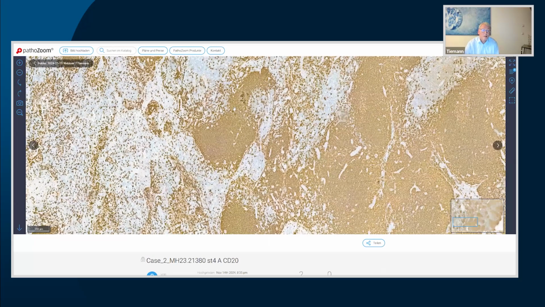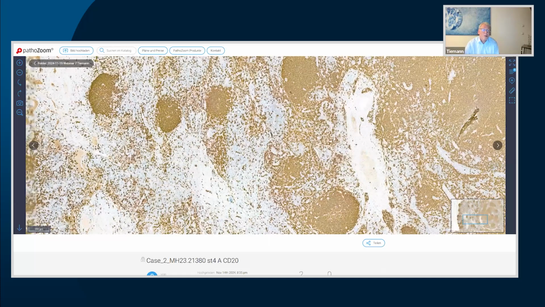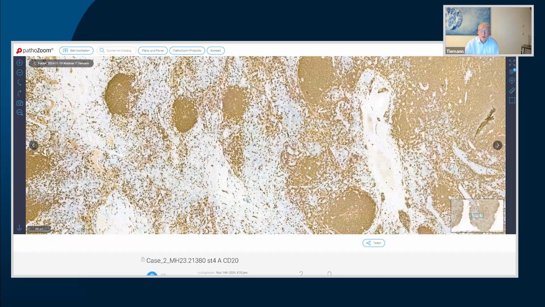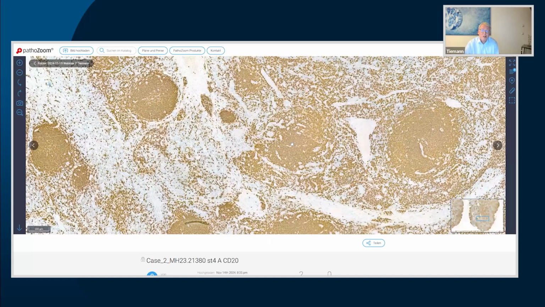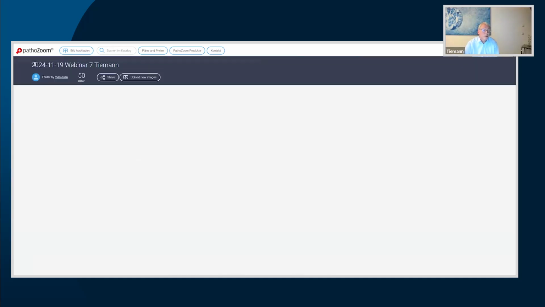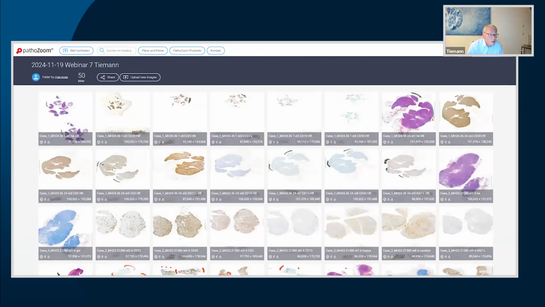And here some regressive changes. It seems that they are destroyed or somehow changed. And some vessels coming from outside within these B cell areas. Okay, going out, taking the next slide.